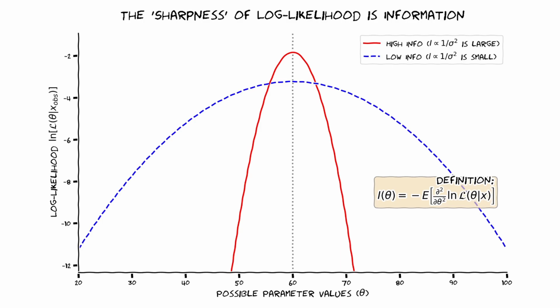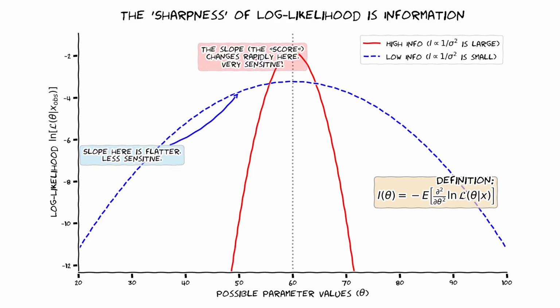Let's compare two scenarios. The red curve represents a high information experiment. It has a very sharp peak. The blue dashed curve represents a low information experiment, with a much broader peak. For the same single observation, the high information experiment gives us a much more certain estimate of theta.